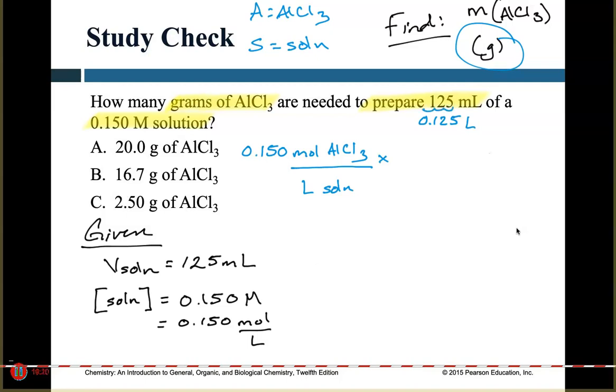So 1, 2, 3, we move our decimal place over. We find out we have 0.125 liters of solution. Units of liters entirely cancel out. They're gone completely. So when I do out my math, and I'll bring this down here because I run out of space, it ends up being 0.15 times 0.125.